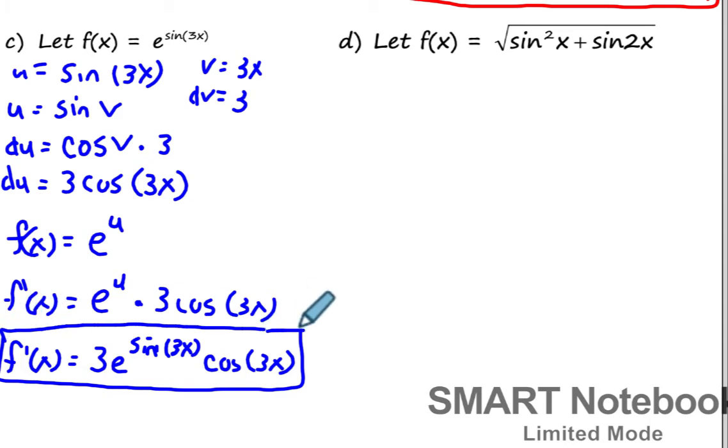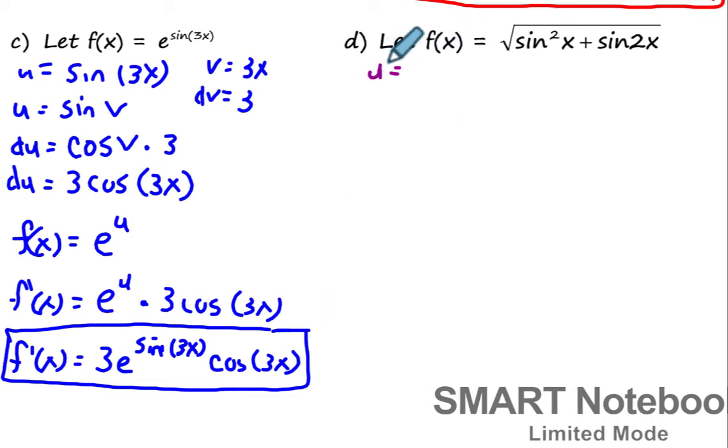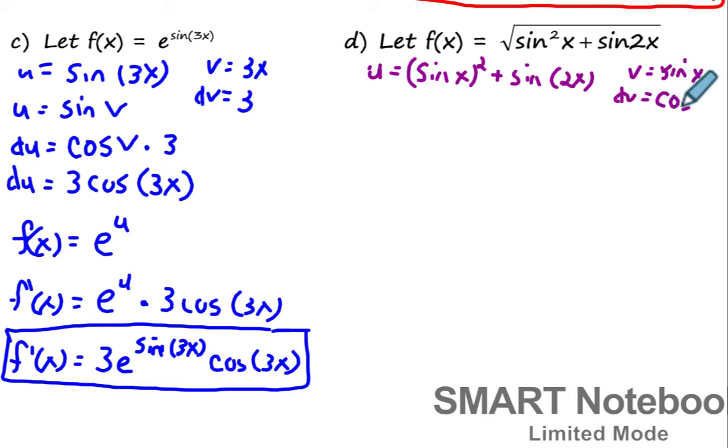Our last example, example D: f of x is equal to the square root of sine squared x plus sine of 2x. First thing I need to know is u, our inside function, which would be sine squared x plus sine of 2x. Now to find the derivative of this, in the first term I have another inside function, so I'm going to let v equal sine of x. So dv is cosine of x. So I can rewrite u as v squared plus, and then here I have another different inside function, so w is going to be equal to 2x, so dw is 2.